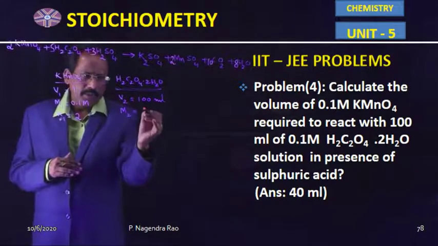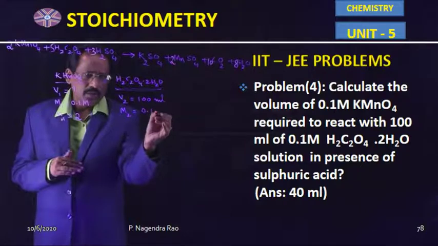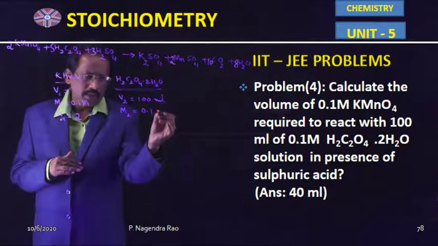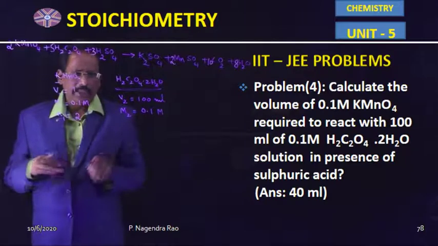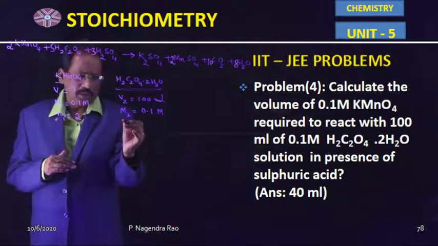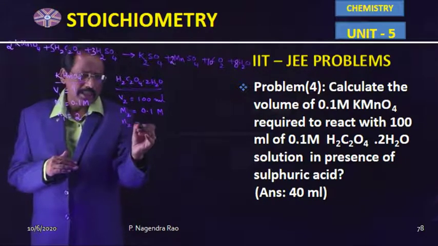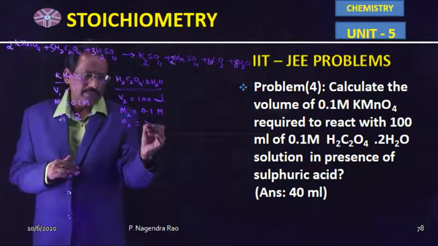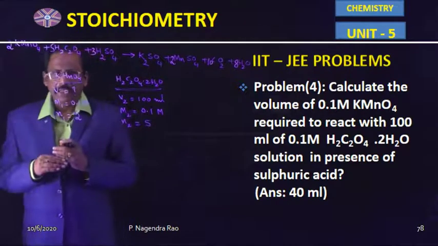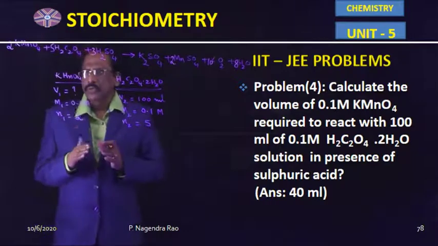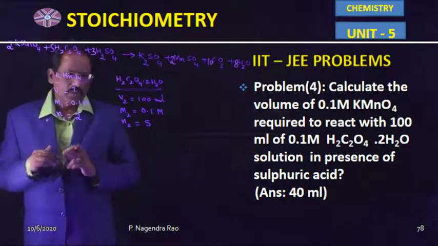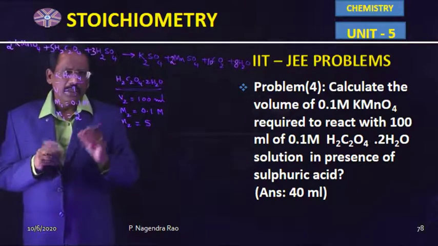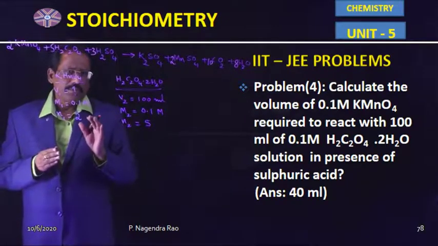In this problem, it is equal to 0.1 mole. So these two have the same molarity, and the number of moles of oxalic acid is equal to 5. According to the chemical reaction, 2 moles of KMnO4 react with 5 moles of oxalic acid. Now apply the rule of molarity.